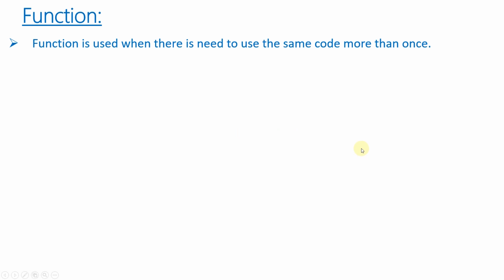Before knowing what is function, first we will know why we need function. Whenever there is a need to reuse the code more than once, function is used. It provides us the feasibility to use the same code again and again. We only have to pass different parameters to get different values.